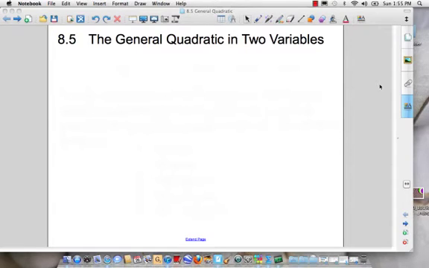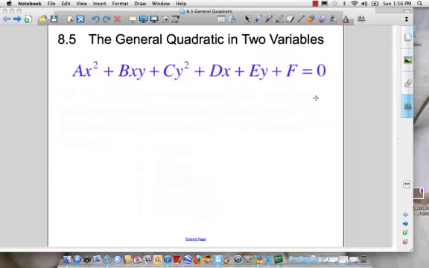This video will prepare you for section 8.5, which examines the general quadratic in two variables. What we mean by the general quadratic in two variables is the following. So you can have a quadratic term in x. So let me just highlight what I'm talking about here.